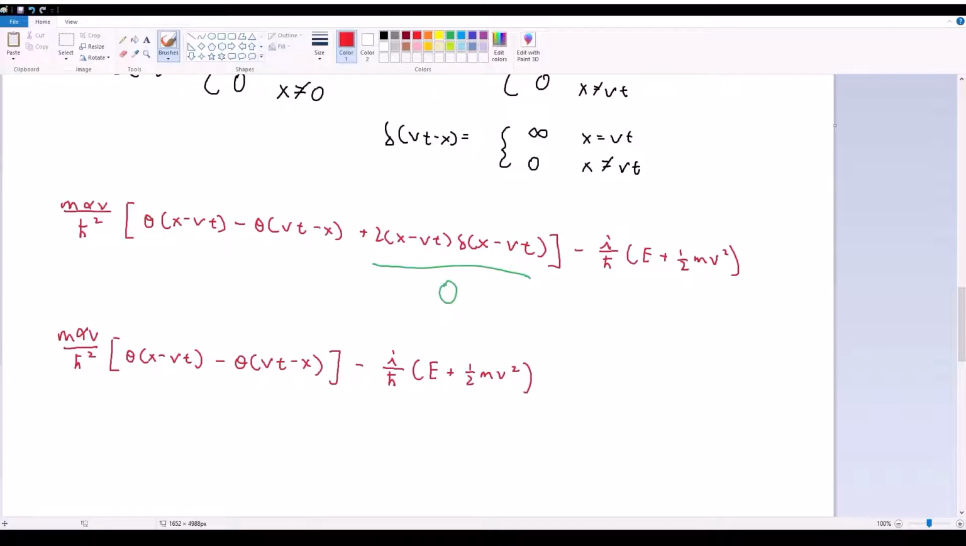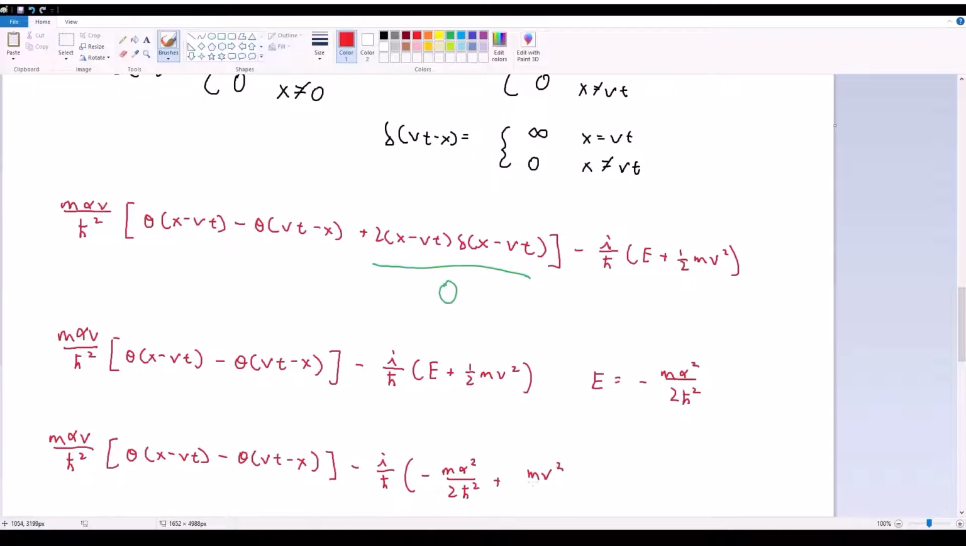And at this point, we might as well rewrite e in terms of what it actually equals, because remember that e is equal to negative m alpha squared over 2 h bar squared. So this is going to give us m alpha v over h bar squared times theta of x minus vt minus theta of vt minus x, minus i over h bar times negative m alpha squared over 2 h bar squared plus mv squared over 2.